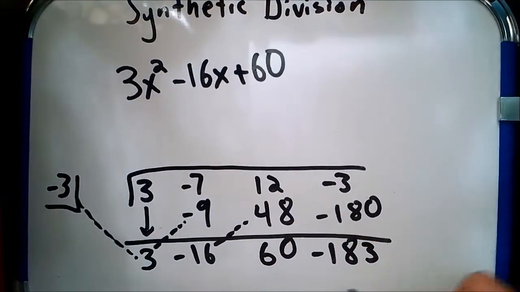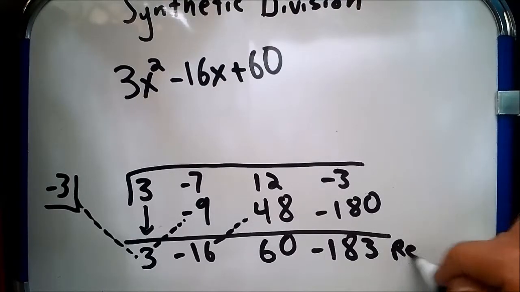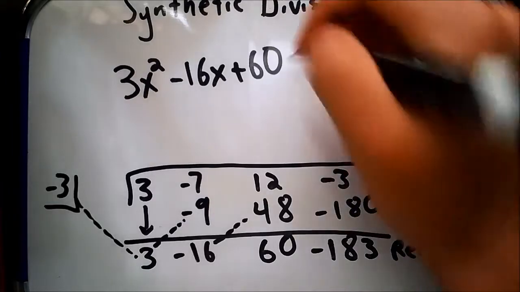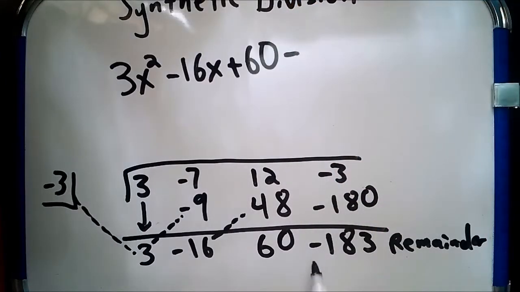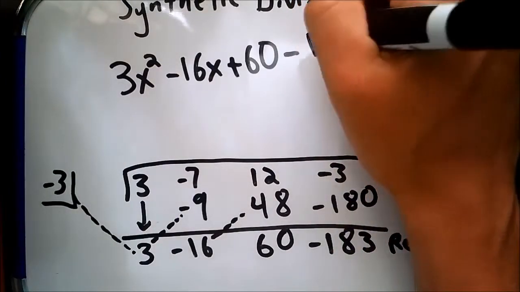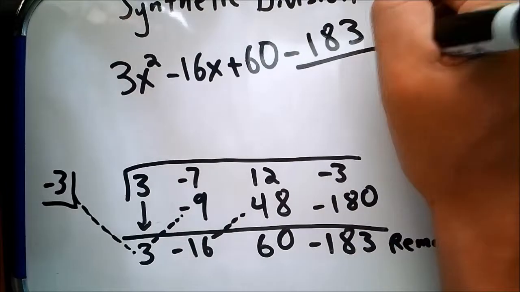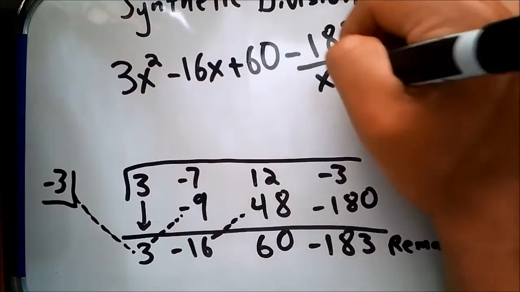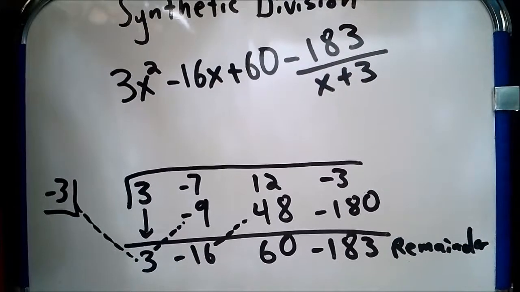And then for the last one, this is our remainder, which simply means we write minus, only because that's negative, 183 divided by the original denominator, which happens to be x plus 3.